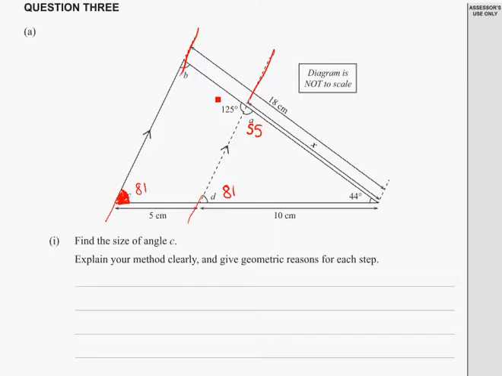There are other ways to do it. So we could have used co-interior angles to find B, and then we could have used angles in the big triangle to find that one. I'll write down the one I've found.